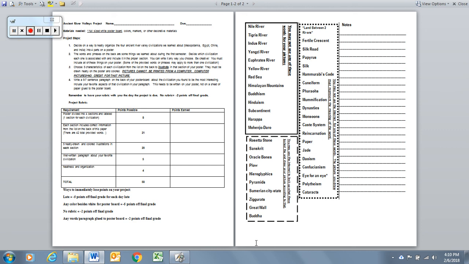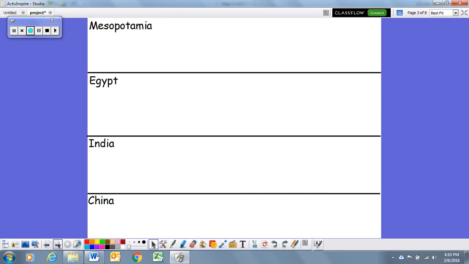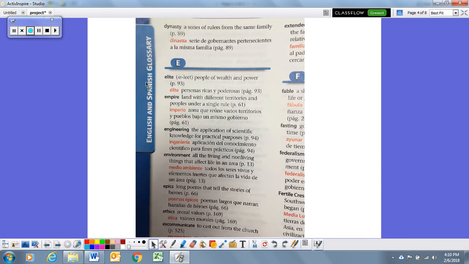So these are all of the words that need to be somewhere on your poster, either under Mesopotamia, Egypt, India, or China. Now in class, we will go through and we will write, and we will look in our book to figure out where all these words go. So how we do that, the first place you want to look in your textbook is the glossary. The glossary is in the back of the book, and it is blue.